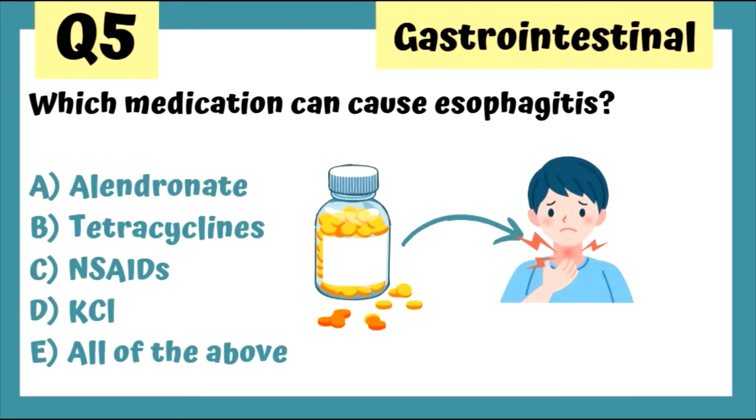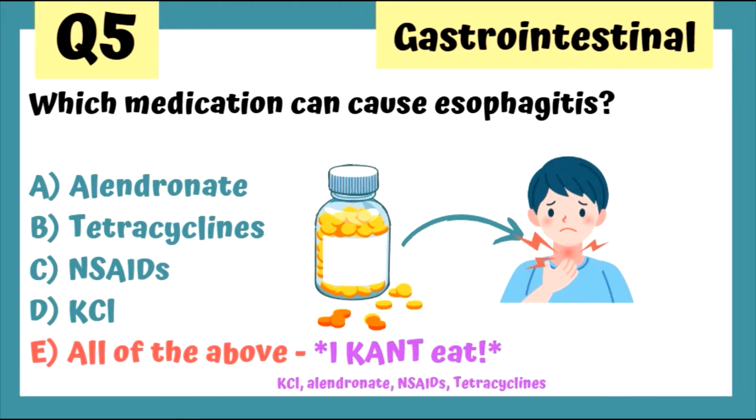Question 5. What medication causes esophagitis? Alendronates, tetracyclines, NSAIDs, potassium chloride. Which of these can cause esophagitis? Pill-induced esophagitis, all of the above. And I have this fun mnemonic over here. I can't eat because I have pill-induced esophagitis.